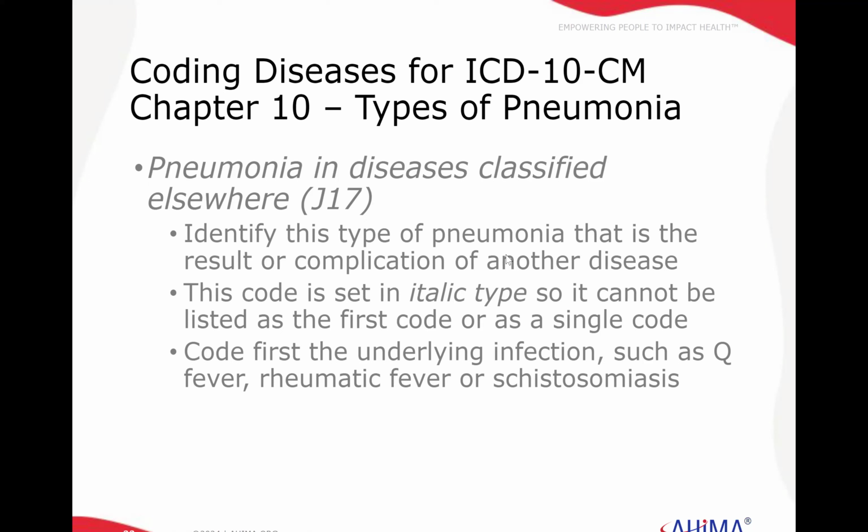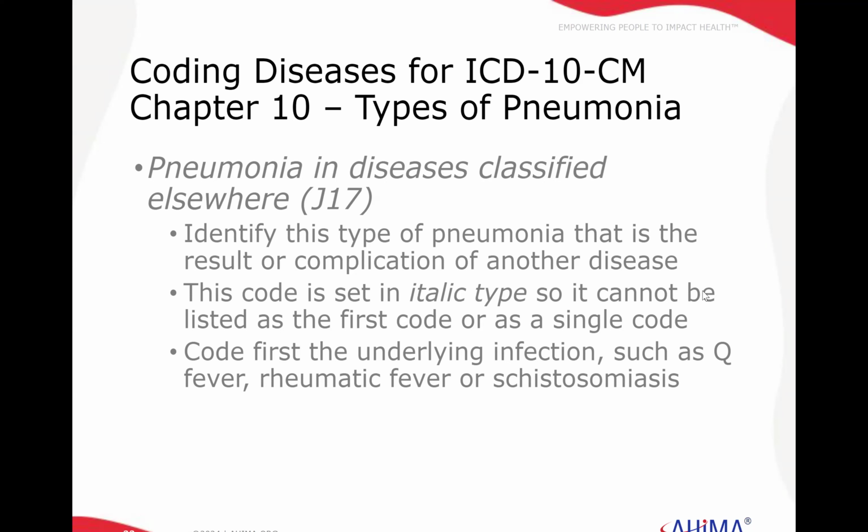Pneumonia in diseases classified elsewhere, J17. Again, this is the type of pneumonia that's a result of another disease. And this code shows in italics, so it's not the first code, or even a single code, right? So you code the underlying infection, the rheumatic fever, the schistosomiasis, what have you, and then you code the manifestation of pneumonia with a J17 code. I hope that makes sense.